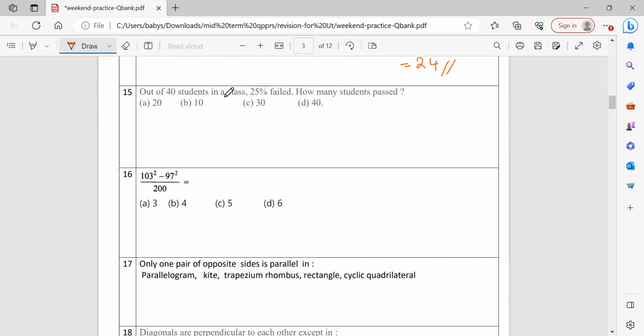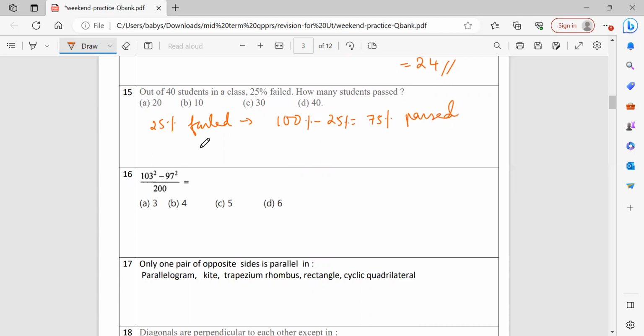Next, out of 40 students in a class, 25% failed. So how many of them passed? So if 25% failed, that means technically 1/4 have failed, we are saying. So 100 minus 25 is what? 100% minus 25% will be 75%, they would have passed.